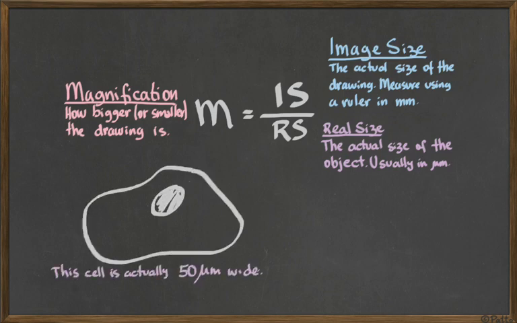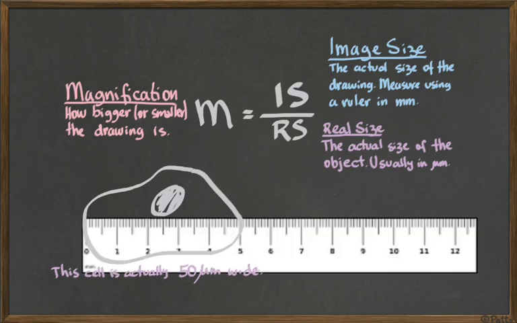Okay, so here you have an example. This cell is 50 micrometers wide. The real size of this cell is 50 micrometers wide. So now I'm going to be using a ruler. I got a ruler here and I figure out that this ruler is showing that the cell in my tablet is 50 millimeters wide. So what do I do now?